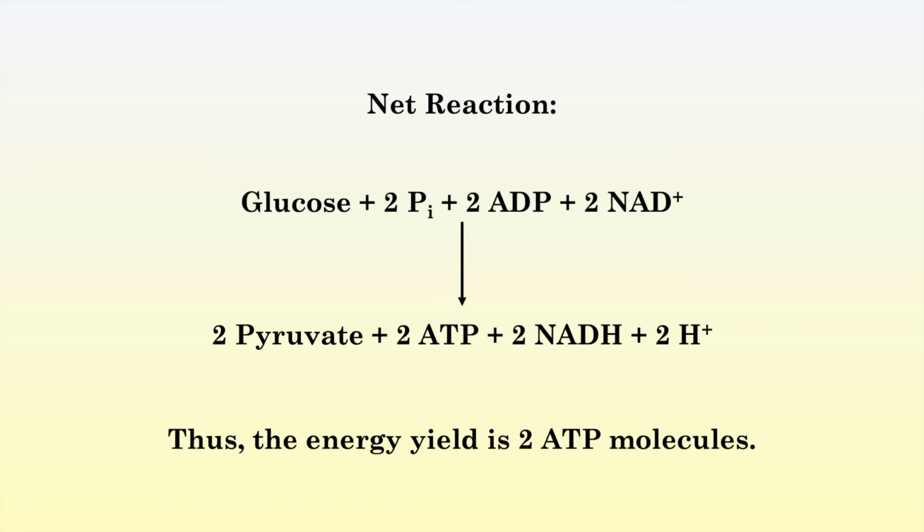With this, we have reached the end of the glycolysis process. Here we can see the net reaction of glycolysis, and the pyruvate produced now goes into the citric acid cycle, but that's a story for another video.